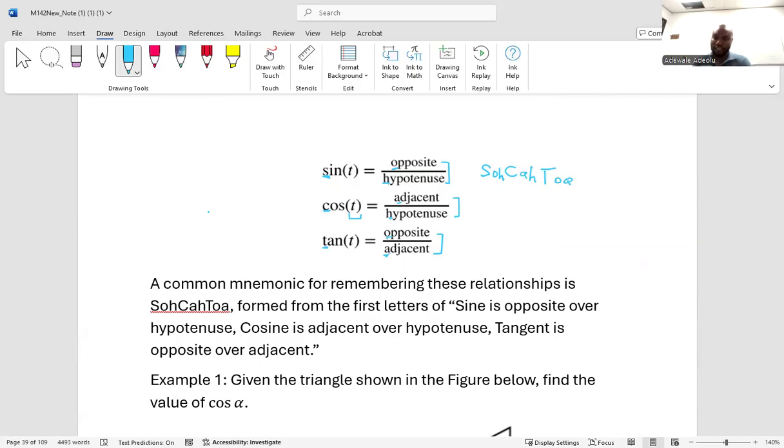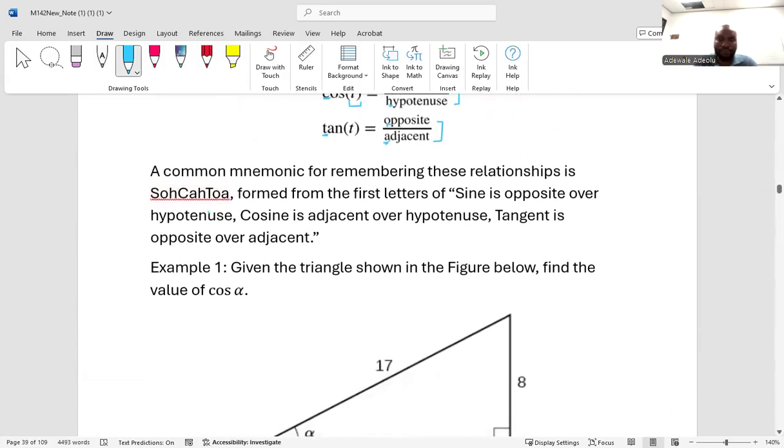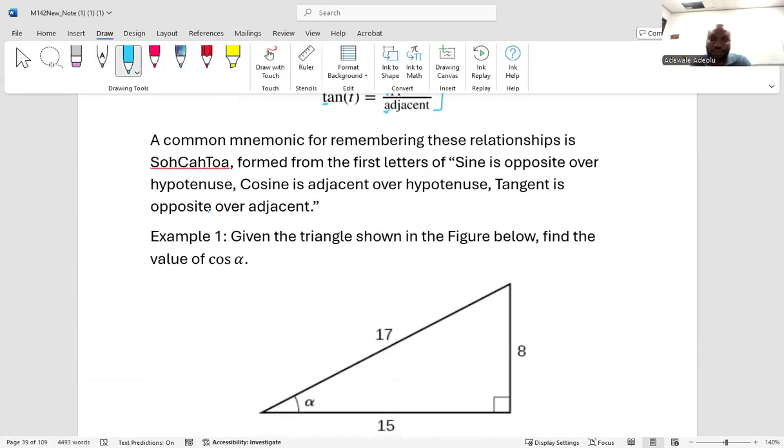Then I have a way to remember how the formula works, and that is SOHCAHTOA, with the first one sine, then cosine, and then tangent. So this means sine is equal to opposite over hypotenuse, cosine of angle is adjacent over hypotenuse, and tangent is opposite over adjacent. A common mnemonic for remembering this relationship is SOHCAHTOA, like I just explained.